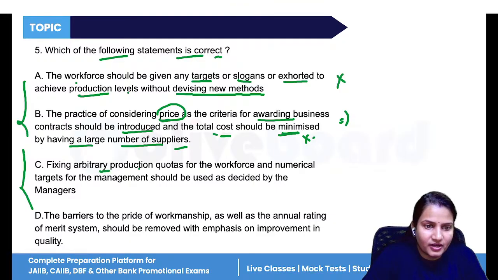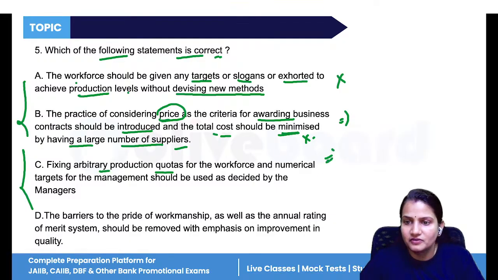Fixing arbitrary production quotas. So quotas should not be fixed. If you are asking your workers to work well in the company, you should give them more time so that they can stay in your company. They can learn new methods instead of fixing any kind of quota for the workforce.